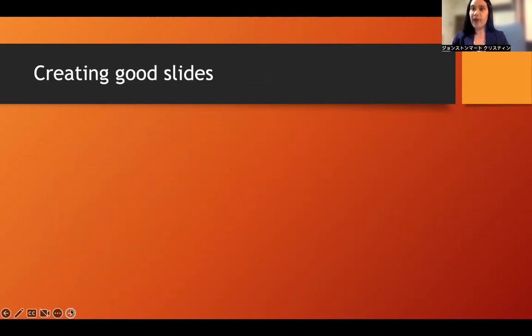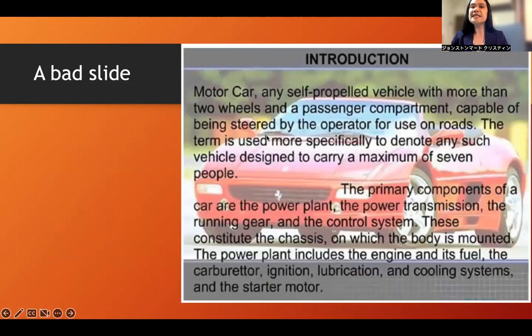Let's talk about creating good slides. But let's see some bad slides for now. This is a bad slide. Why? Too many words. A lot of text. Your audience might not have a lot of time to read them.